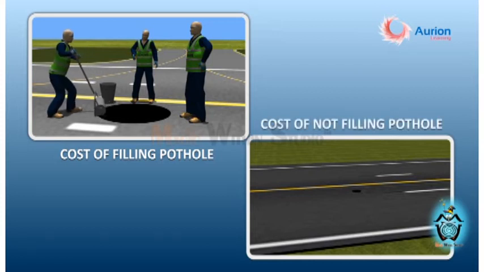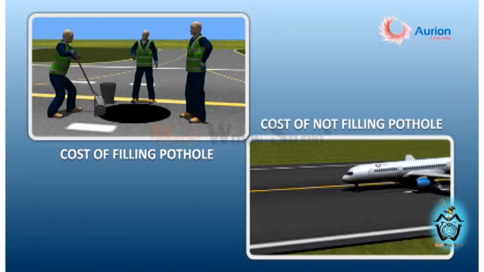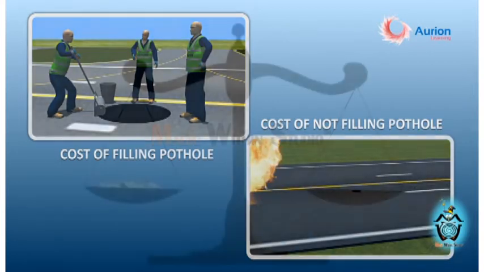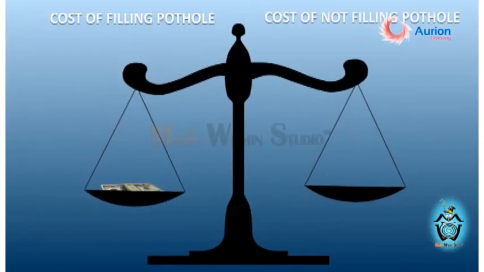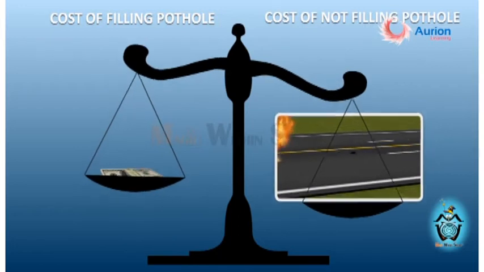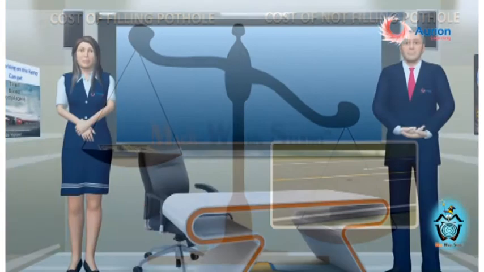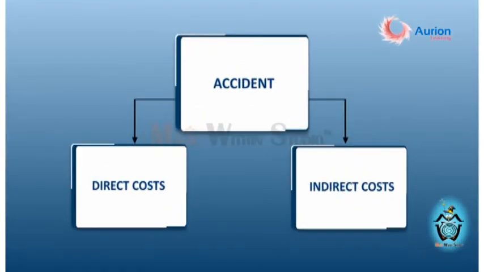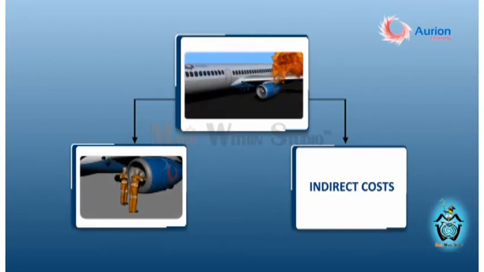A comparison would be done between the cost of filling the pothole versus the cost of loss of life and property if an aircraft had to crash because of the pothole. It would be assessed that the cost of filling the pothole was negligible compared to the cost of damage in case of an accident. This would have been an easy decision, Professor, but the choices are not always so simple because the costs are not always directly measurable and the indirect costs are substantial.